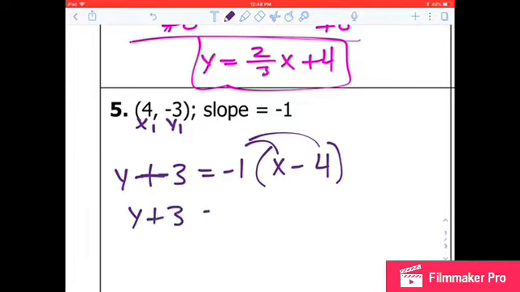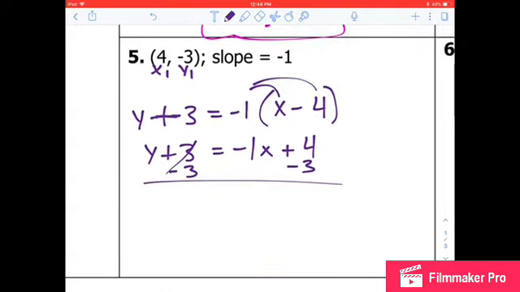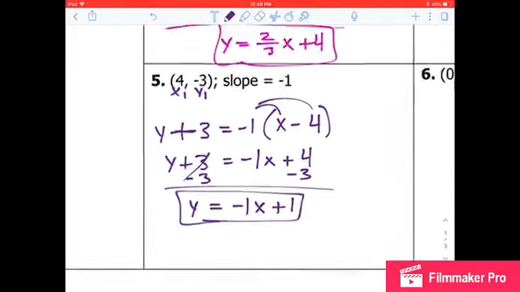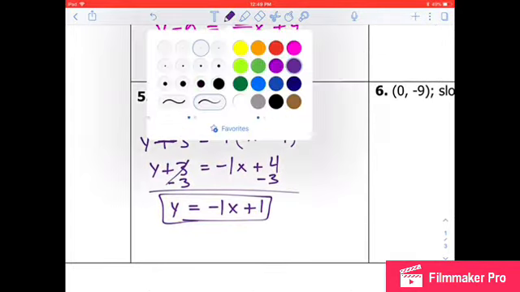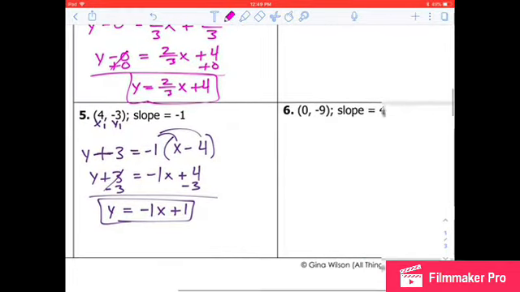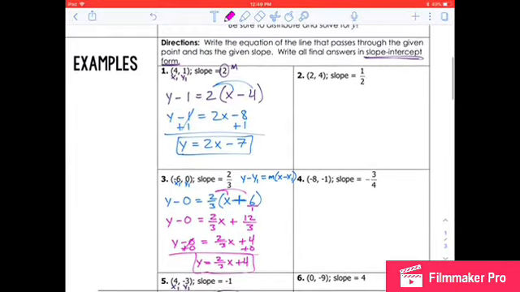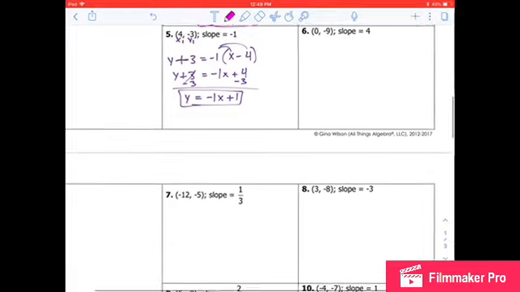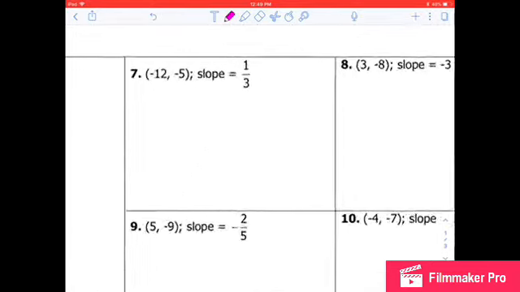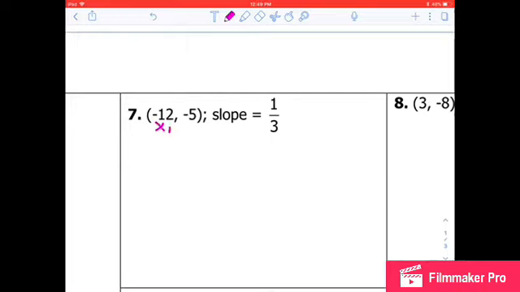Negative 1 times x, negative 1 times negative 4. So negative 1x, negative times negative is positive 4. And now we go ahead and get the y by itself by subtracting by 3. And so we've got y equals negative 1x plus 1 as our final answer. Okay, so let's do a few more examples here. And we're about done, but there are a couple of special ones that we'll talk about here.